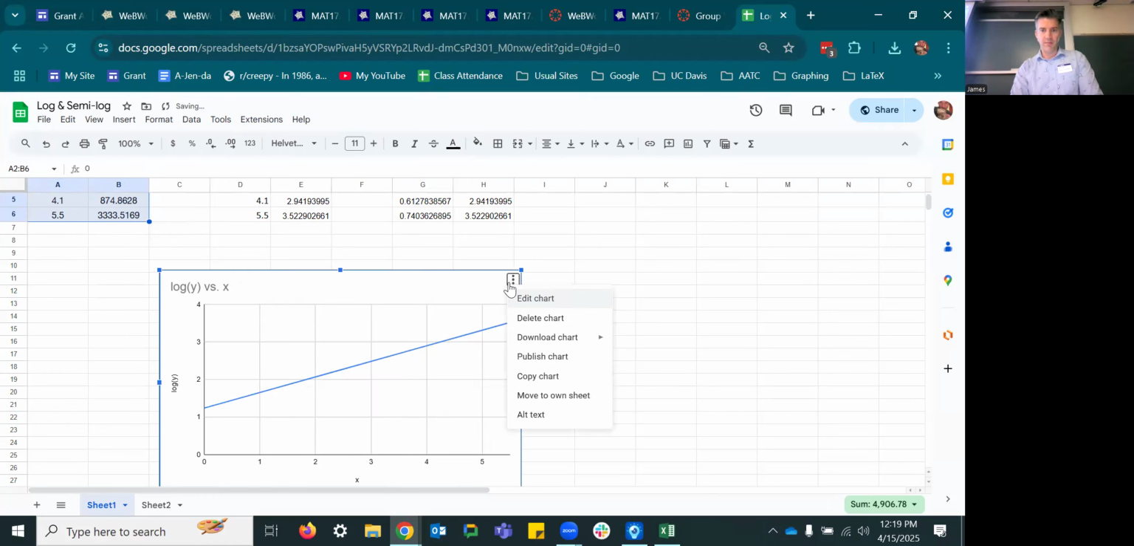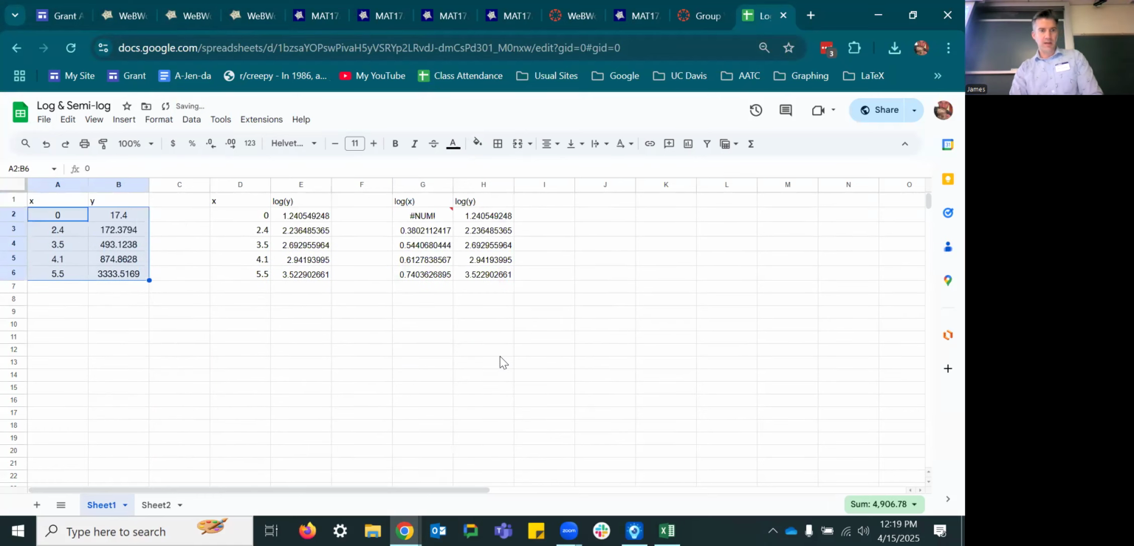Got other stuff in here from a previous time. So let's take a look here. So here's our XY data I just copied and pasted. Here is the same X's and log of those Y's, and that seems reasonable.